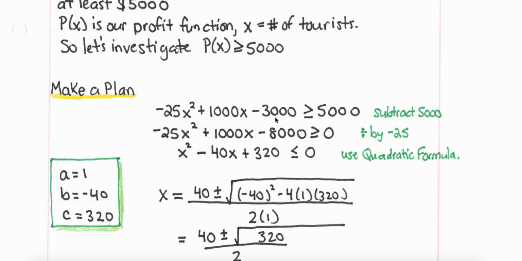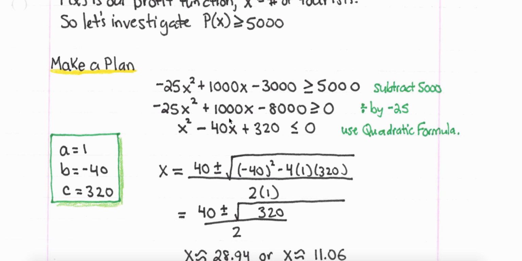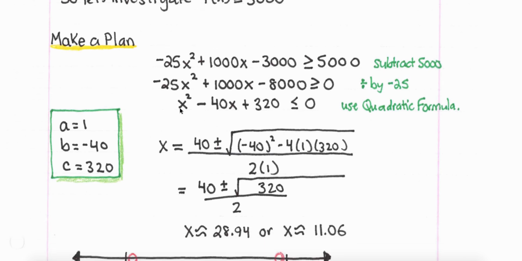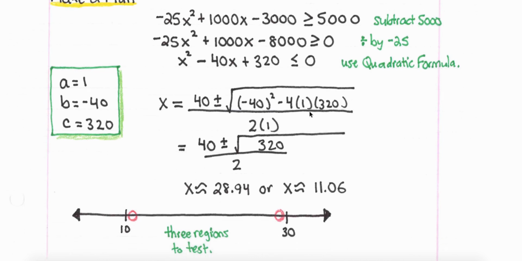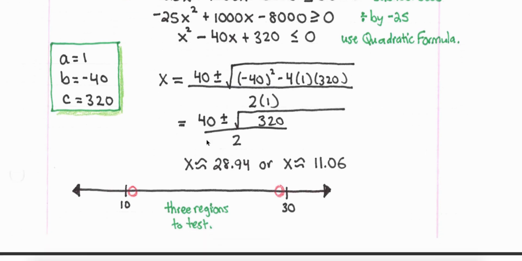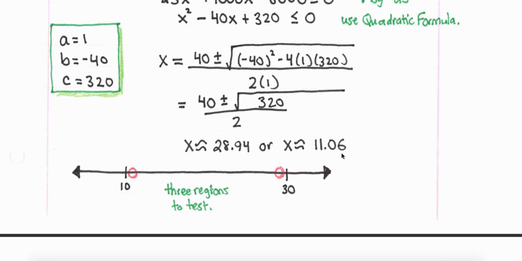Subtract 5,000 from both sides. Divide everything by -25. Remember, when you divide an inequality by a negative, it flips the sign. So now we have x squared minus 40x plus 320 is less than or equal to 0. So I'm going to use the quadratic formula here in order to get the zeros, the roots of this. I'm going to pretend it's an equation temporarily, just to get those critical points. So I get about 28.94 and 11.06. But you can't really have a decimal version of a tourist. So basically we're going to say 29 tourists or 11 tourists.